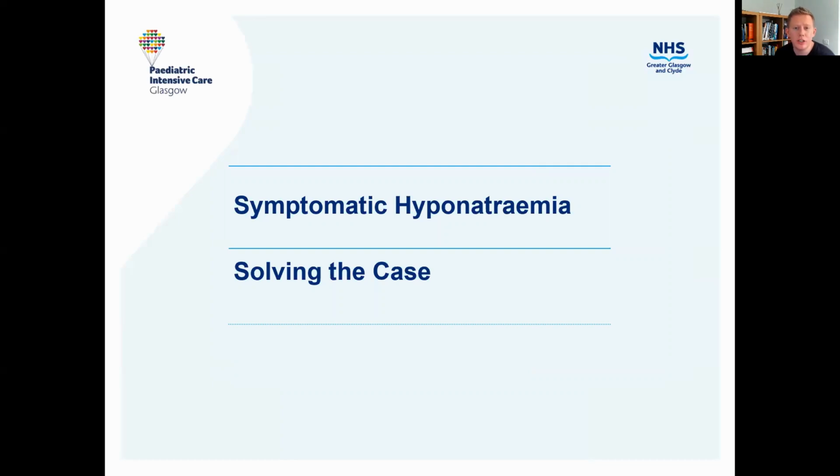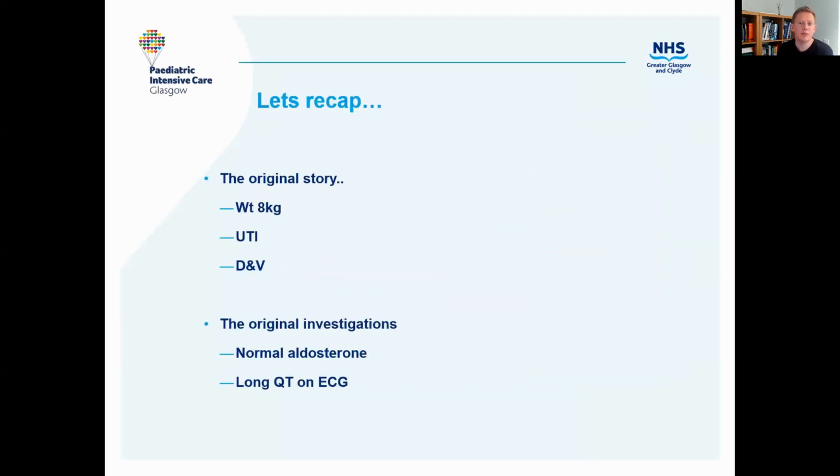So what I'm just going to do is recap some of the salient points of this case, just to try and point towards what the overall diagnosis was. So let's recap. The original story, this patient's weight was 8 kilos. Is that significant? What do you think? They presented with a urinary tract infection and subsequently had some diarrhea and vomiting. Diarrhea and vomiting isn't good for your electrolytes, regardless of what the diagnosis is. And in terms of the original investigations, they had a normal aldosterone. And I've already mentioned that's a bit surprising because the patient was hypovolemic. Why would they have a normal aldosterone? And they had a long QT on the ECG.